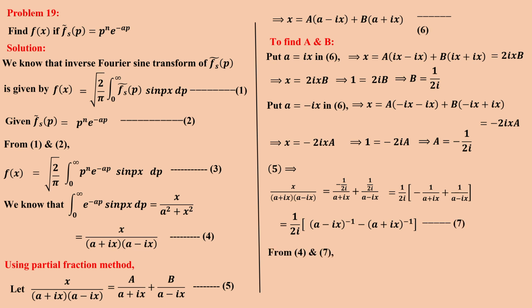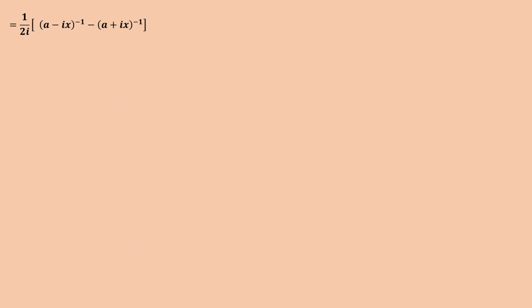So using these ideas in the fourth equation, integral 0 to infinity e power minus ap sine px dp is equal to x by a plus ix into a minus ix, which is equal to 1 by 2i into a minus ix power minus 1 minus a plus ix power minus 1. This is equation number 8.